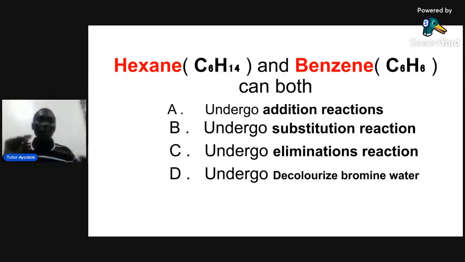I need more comments. Drop your comments if you know it. Why does benzene prefer substitution reaction rather than addition reaction? Probably after 10 minutes, I will tell you the answer if nobody is dropping. But I like the way this person is trying. You can try, drop something there.